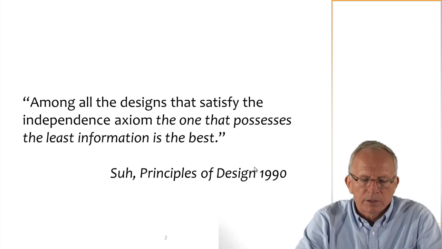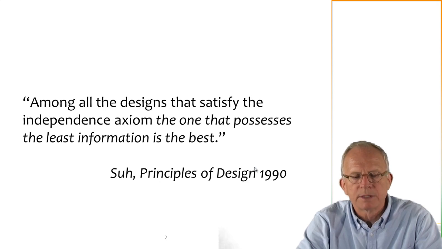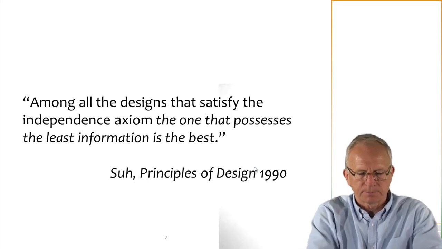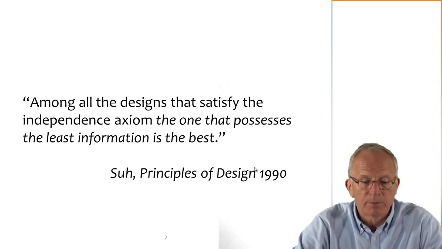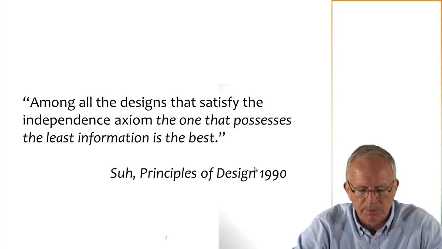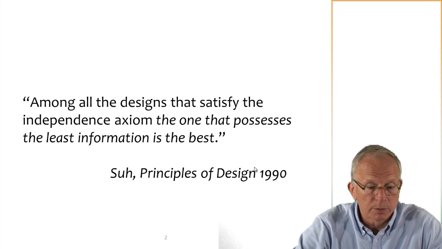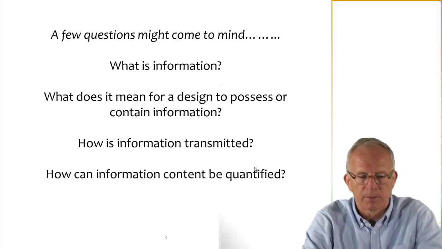To quote Nam Su from his 1990 book, Principles of Design, "All the designs that satisfy the independence axiom, among those, the one that possesses the least information is the best." Essentially, if we can produce a diagonal matrix, and we'll be looking more at matrices and how to manipulate these in future modules, among those that can satisfy the independence axiom, which one do we want to go with? And that is the one with the least information.